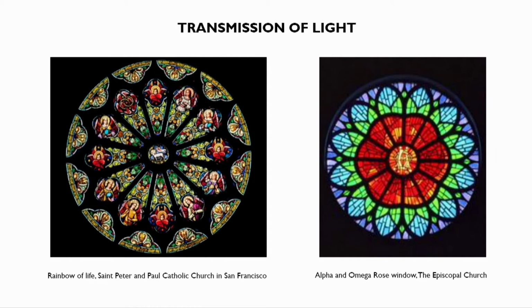After completion of the stained glass window, a translucent, colorful image is revealed when seen through light. For this reason, stained glass windows have been described as illuminated wall decorations.